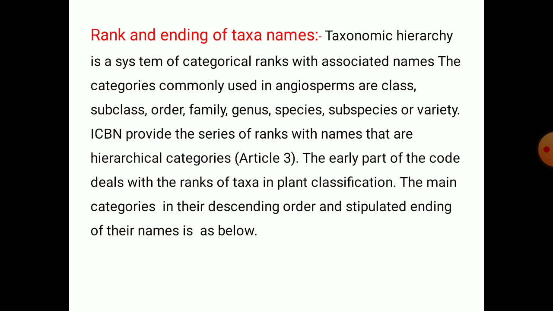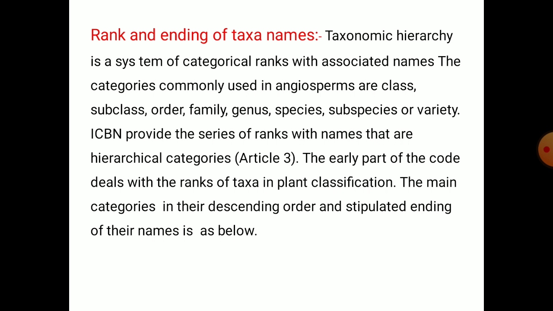system of categorical ranks which are associated with names. The categories commonly used in angiosperms are class, subclass, order, family. Just now I have told you. The ICBN provides the series of ranks with the names that are hierarchical categories. Article number 3 of ICBN.